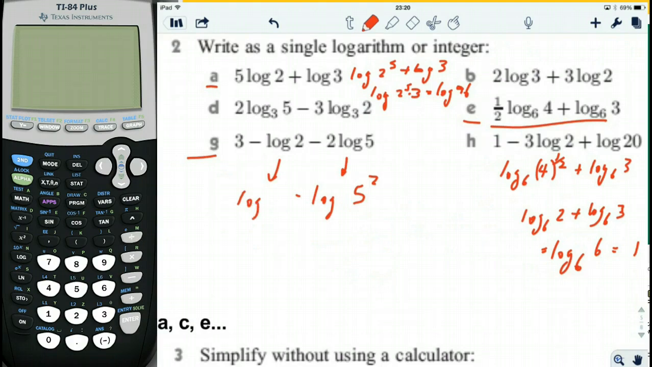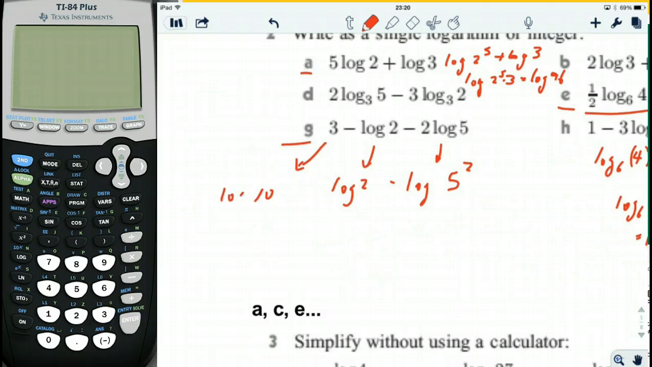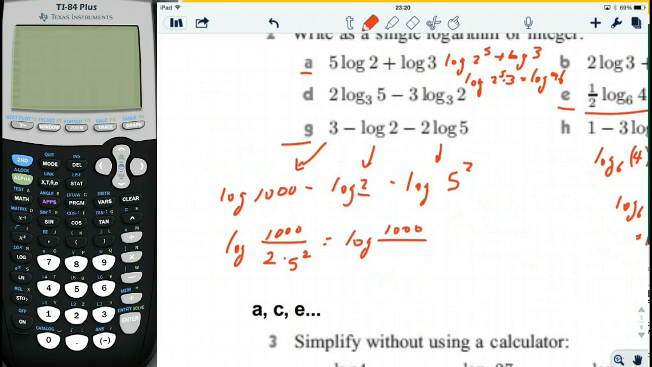This would be log of 2. And this would be log of 1,000. And now to combine these, it's basically the log of 1,000 divided by 2, right? Divided by 5 squared. And so that would be the same as log of 1,000 divided by 25 times 2, which would be 50, which is equal to log of, simplify that to log of 20.